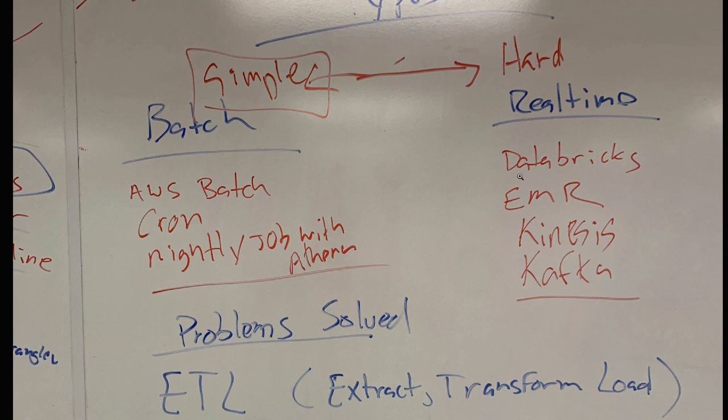There's Databricks, which has Spark, which has real-time capabilities. Amazon EMR, which also has those capabilities. And then there are streaming services that are cloud native like Kinesis, and then Kafka would be an example of something that could also be an open source version that would be somewhat equivalent to Kinesis.